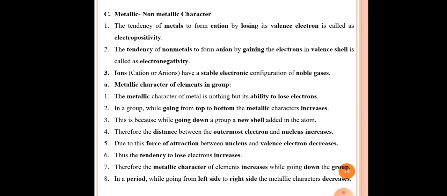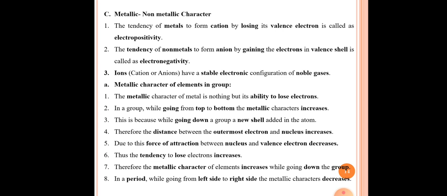This is another important point: electropositivity and electronegativity. What is the definition of electronegativity? The tendency of non-metals to form anions by gaining electrons in the valence shell is called electronegativity. After that, our third point is that ions, that is cations or anions, have the stable electronic configuration of noble gases.